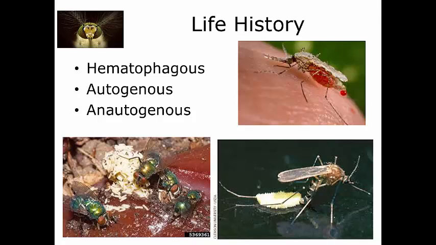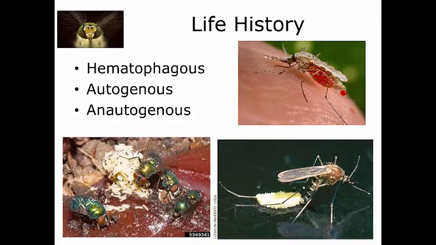So autogenous species are able to produce eggs without taking in more protein as an adult. They basically save up protein from their larval stage, use that stored protein to produce that first batch of eggs, then they have to go off and feed in order to get more protein to produce more eggs. So autogenous females do not need a protein meal. If you break up that word, auto means self, genus means the beginning of, basically like Genesis. So they're able to use their self in order to produce eggs.